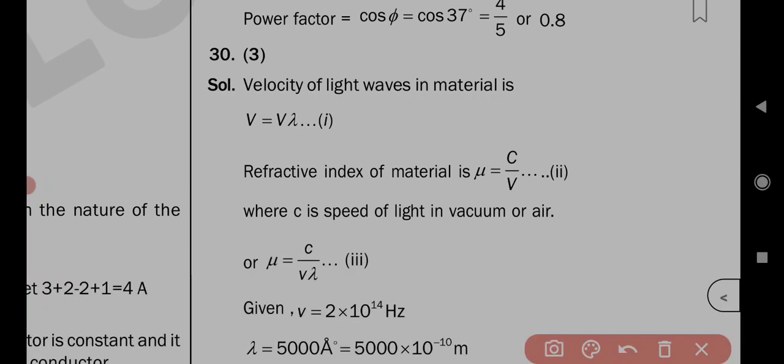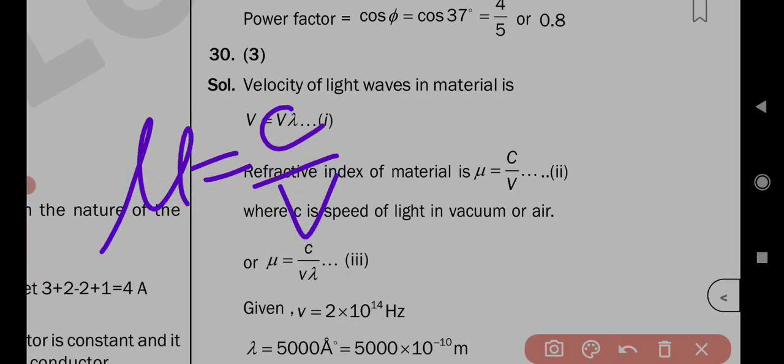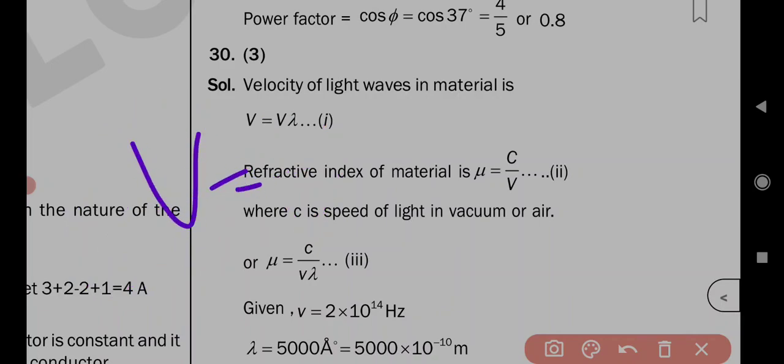Let's see another question. The frequency of a light wave in a medium is given, the wavelength is given, and we need the refractive index. Guys, you know what refractive index is? C by v. If the light is going with velocity c in air or vacuum, how much velocity it will have in the medium, that is c by v, that is the refractive index. And what is v? v is nothing but nu lambda.